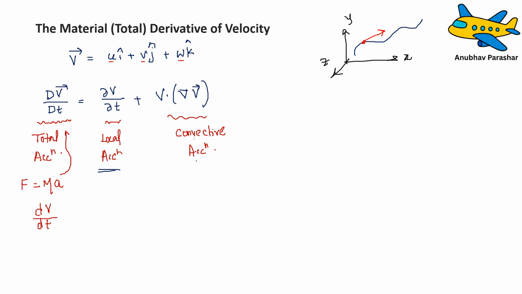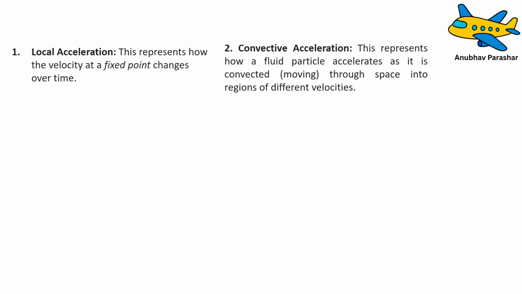How is the velocity changing with space if we keep the time constant? Okay, so there are two parts, as you have seen: local acceleration and convective acceleration. Local acceleration represents how the velocity at a fixed point changes over time, and convective acceleration represents how a fluid particle accelerates as it is convected or moving through space.